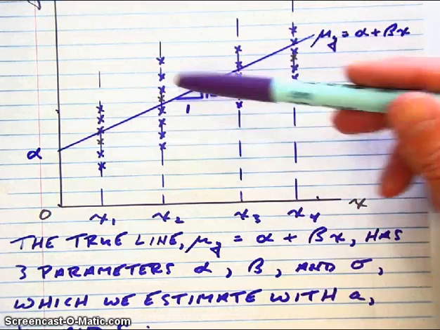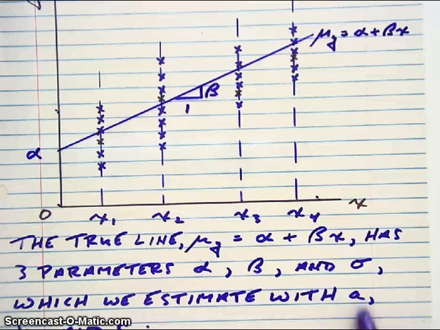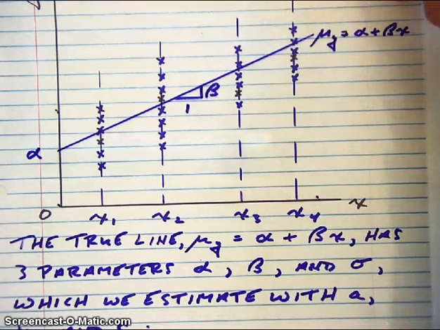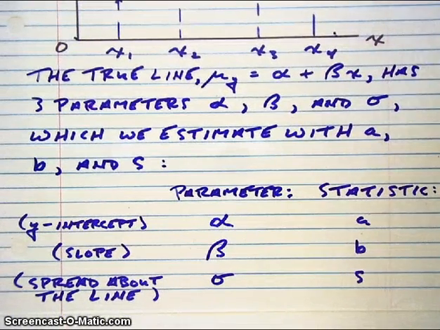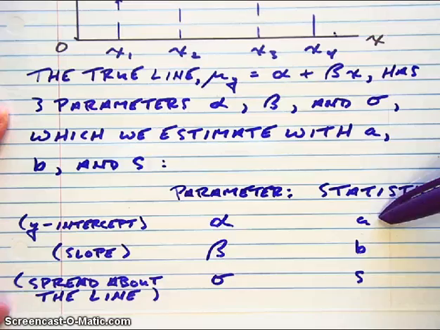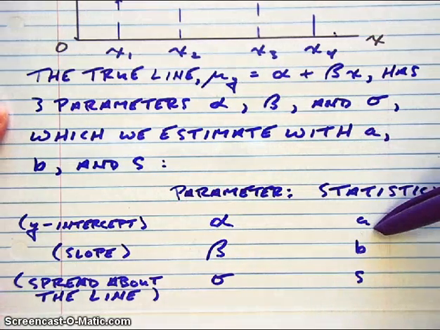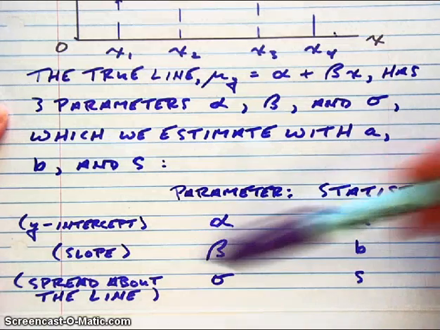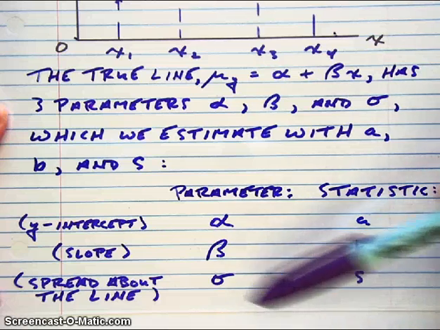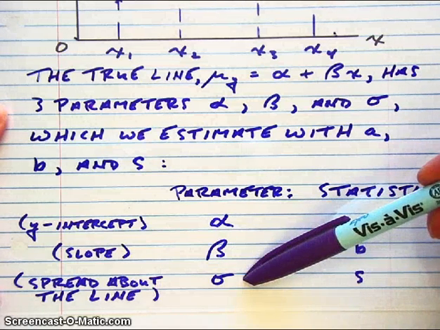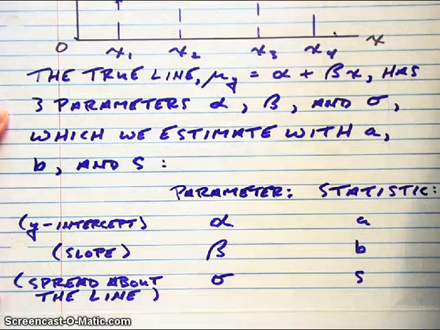So that's the spread about the line. And we estimate those three things, alpha, beta, and sigma, with a, b, and s. So we just introduced a new thing, s. We have to describe what that is. Alpha and a both apply to y-intercepts. Alpha is in the true model. A is in the estimated model from our data. The slope is beta in the true model, or b in the estimated model from our data. And the spread about the line is sigma in the true model, and s in our estimated model from the data.